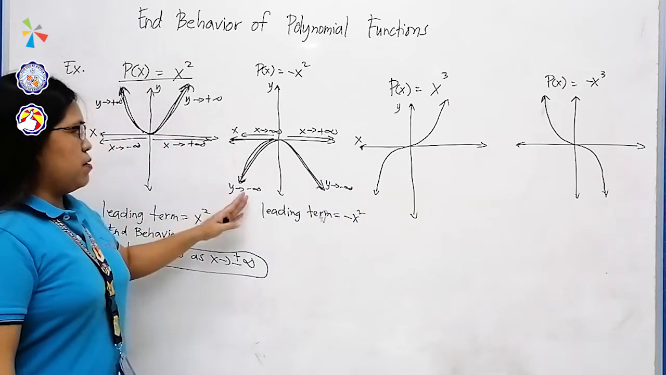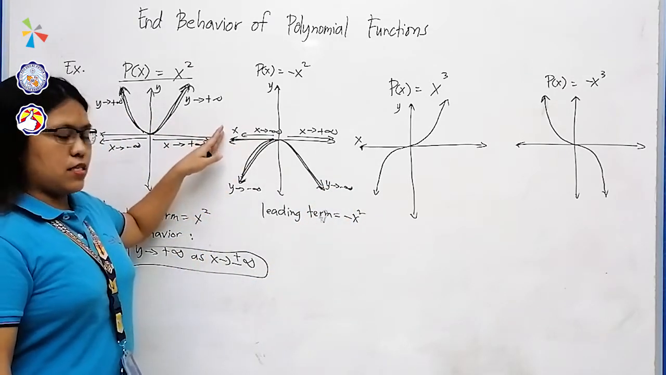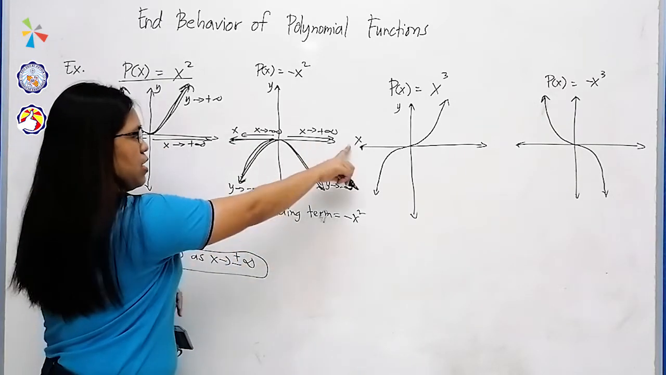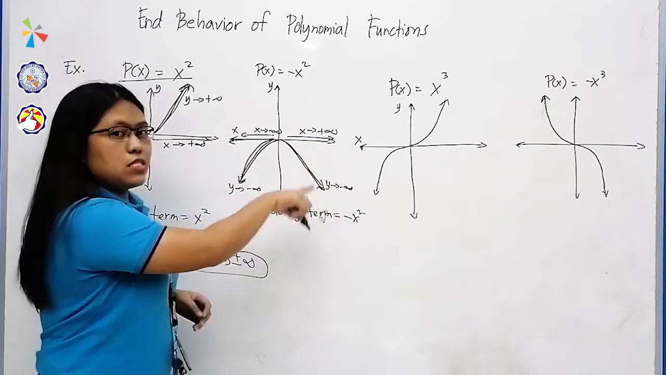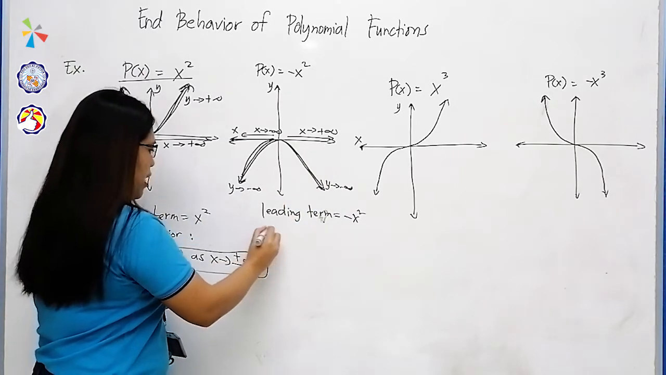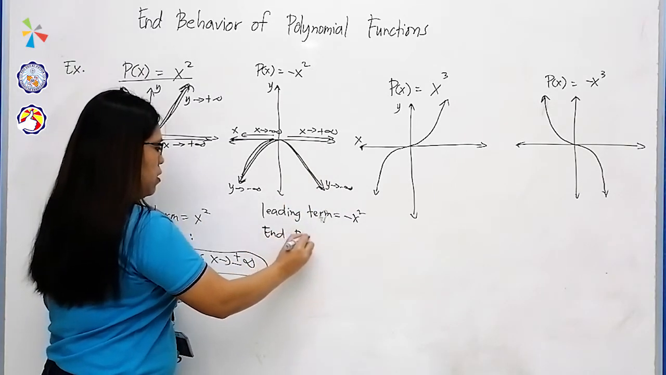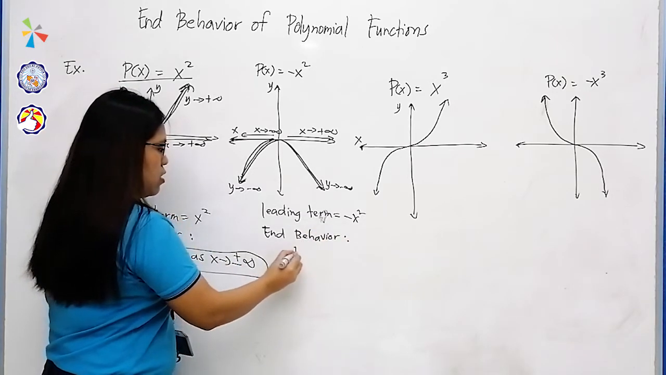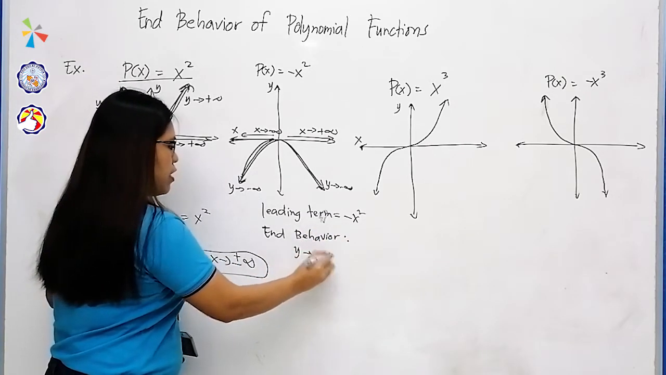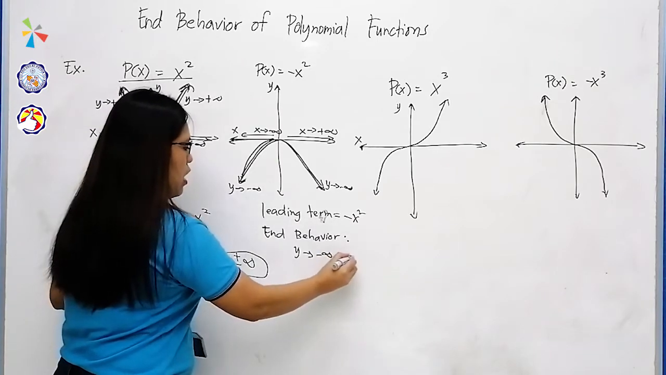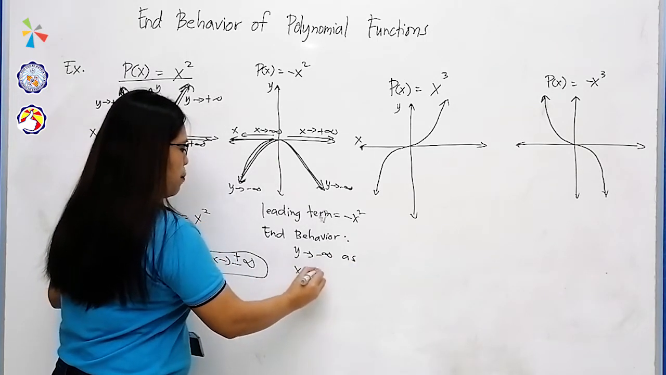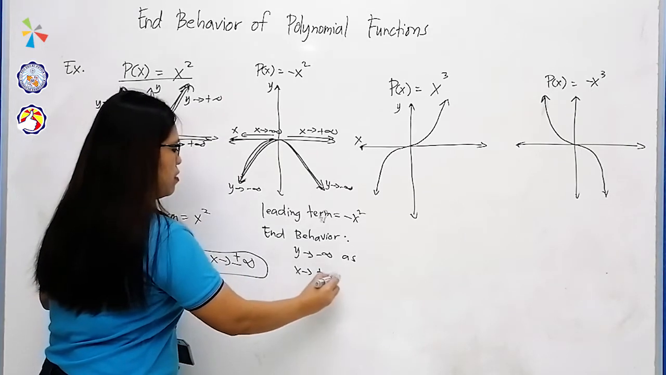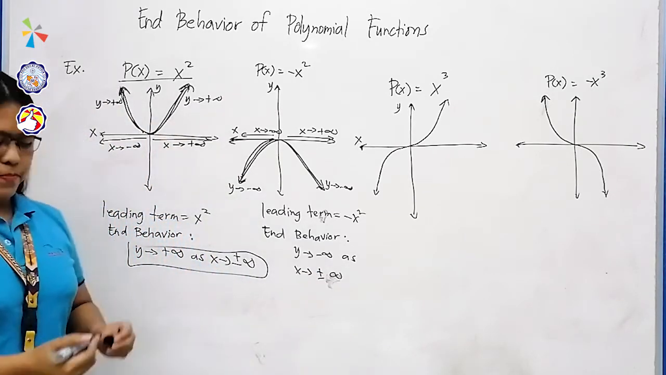So again, as x decreases, y also decreases. On the right side, as x increases, y still decreases. So for the end behavior, we say that y approaches negative infinity as x approaches positive or negative infinity.